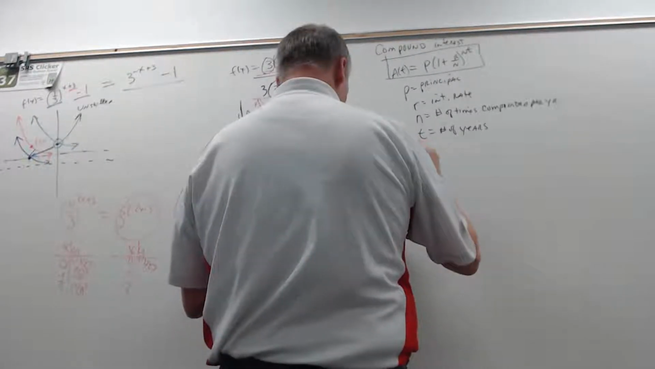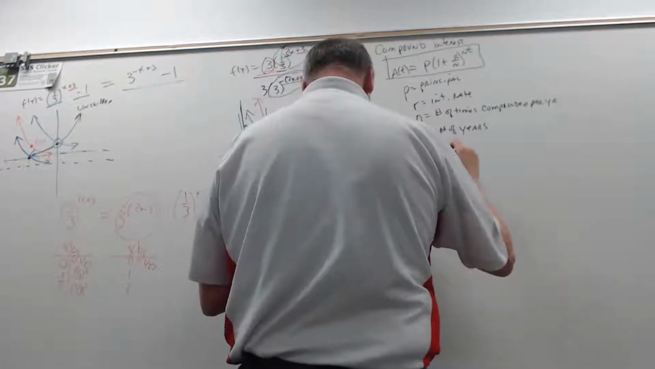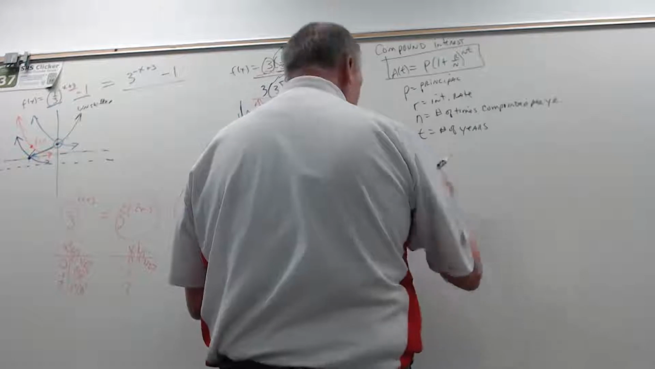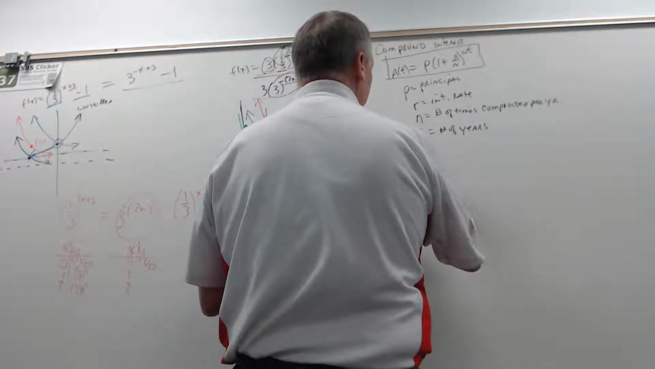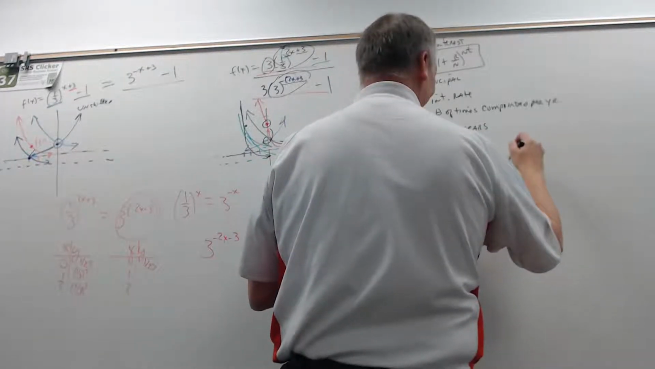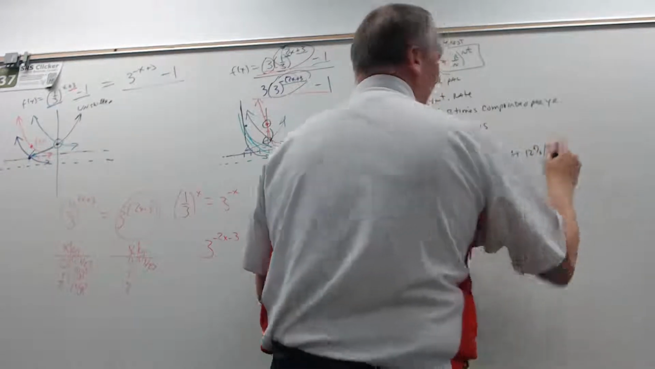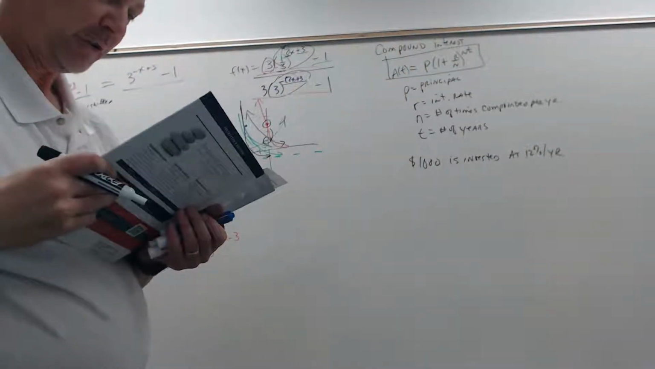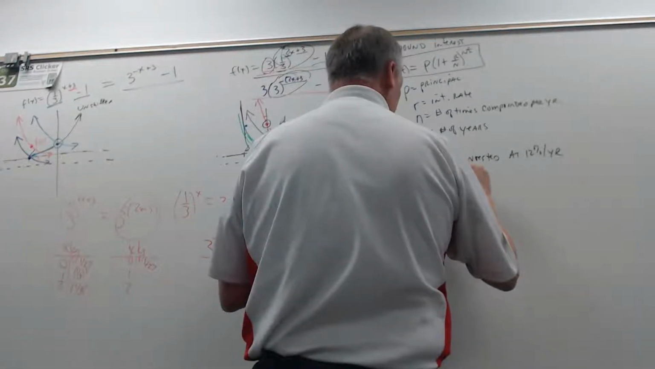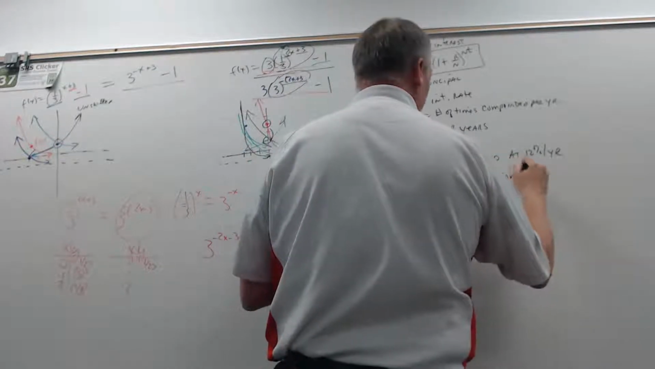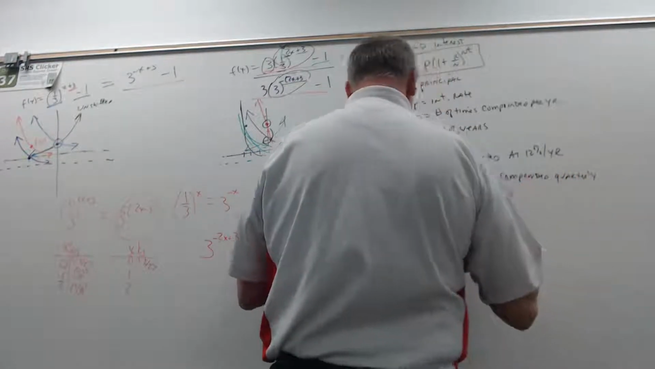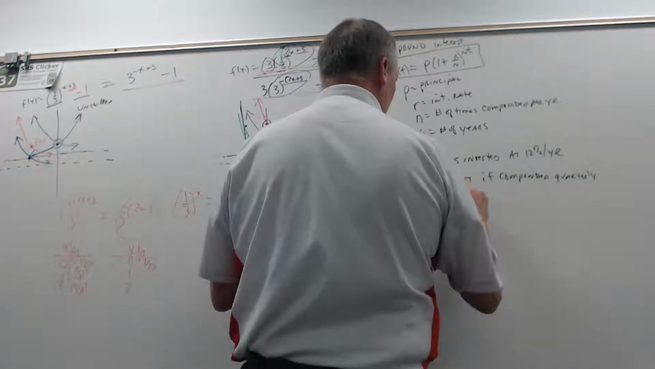Okay, so let's do it this way. $1,000 is invested at 12% per year. That only happened in the 1980s. Our interest rates are a lot lower now. Find the amount if compounded annually, quarterly, for 3 years.